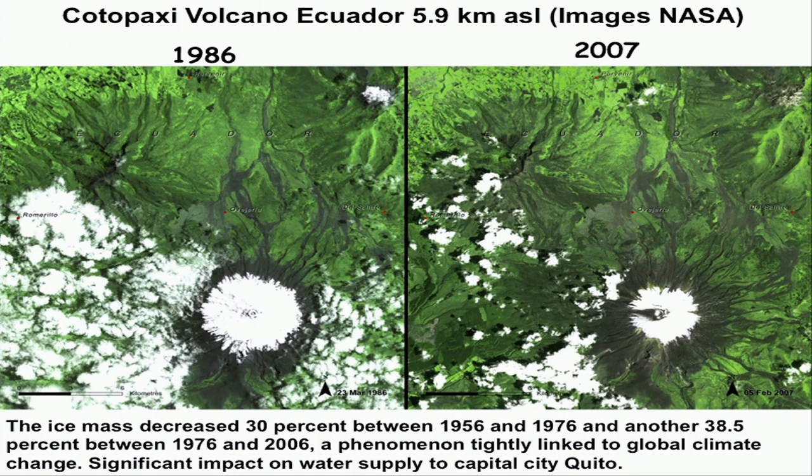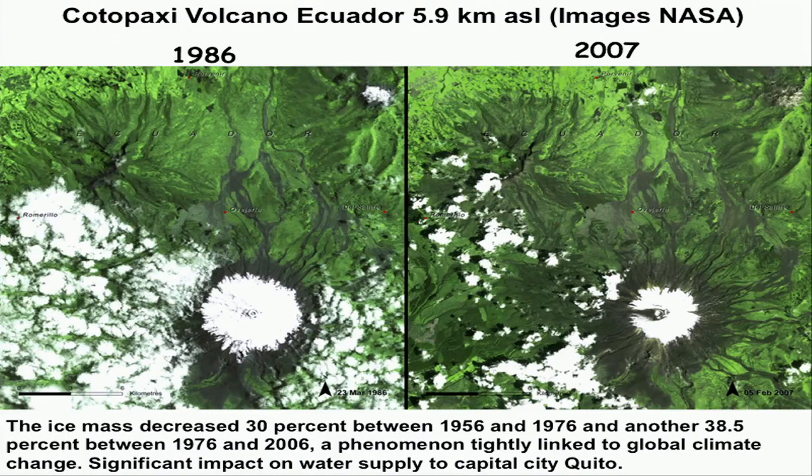This one in 2007, at the same time of year. And based on those, we can estimate that the ice mass has decreased by 30% between 56 and 76, and then a further 38% between 76 and 2006. And that is closely tied to the temperatures that have been changing in that region.